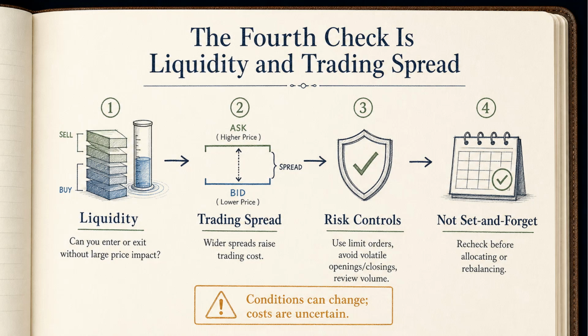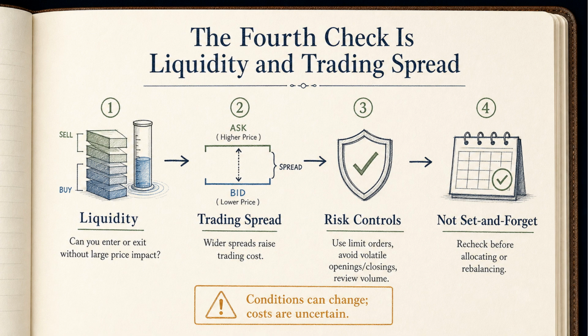The fourth check is liquidity and trading spread. High volume does not remove every risk, and low volume does not automatically make a fund unusable, but the investor should understand bid-ask spread, premium or discount, and execution risk. Long-term investors should avoid urgent orders in stressed markets when the underlying assets are less liquid. An ETF can diversify holdings while still having a market price that moves around net asset value.